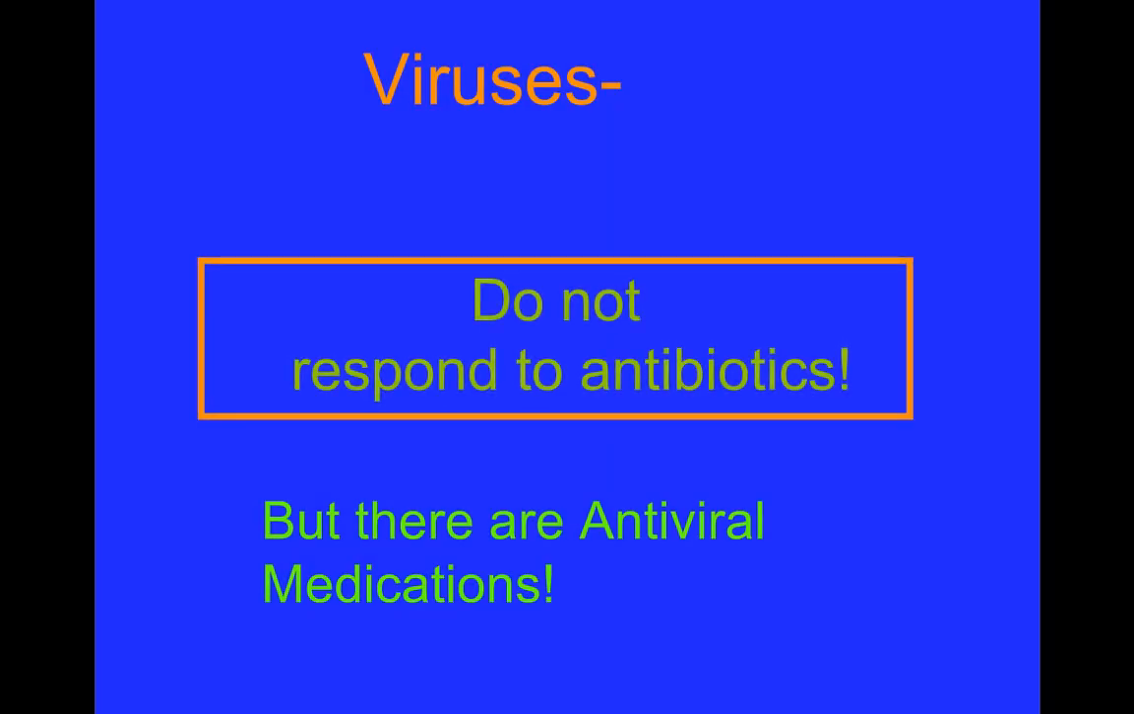Viruses do not respond to antibiotics, but the good news is there are antiviral medications to take. So don't ask for antibiotics when you have a virus, but instead look for antiviral medications. Now, the third type of pathogen that causes disease or illness are worms.